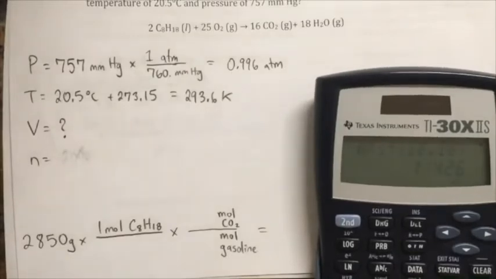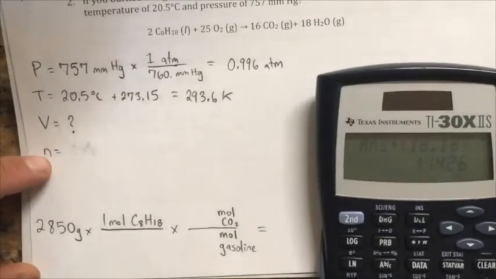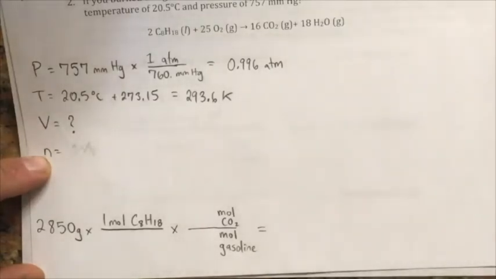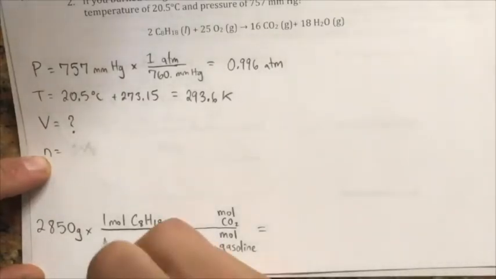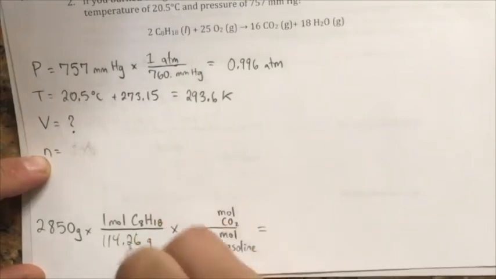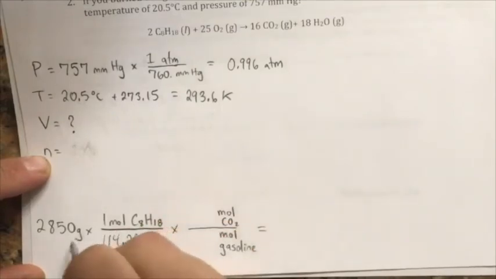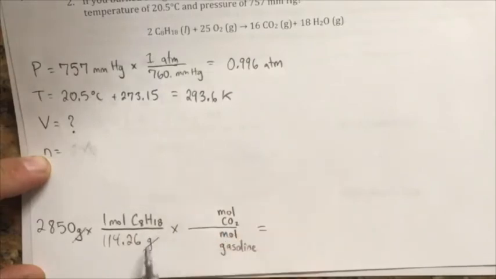All right, so what did you get for the molar mass for 1 mole of gasoline? I got 114.26 grams. So then grams of gasoline cancel out with grams of gasoline. Now we have moles of gasoline. So I write moles of gasoline on the bottom and moles of CO2 on the top.